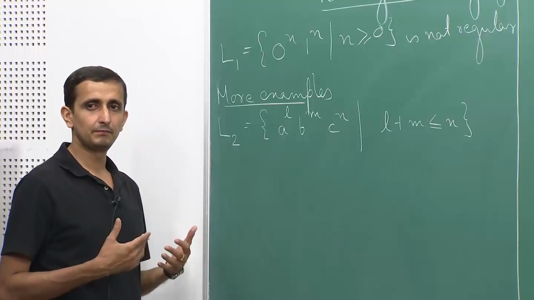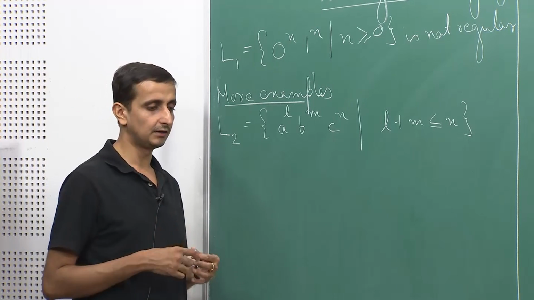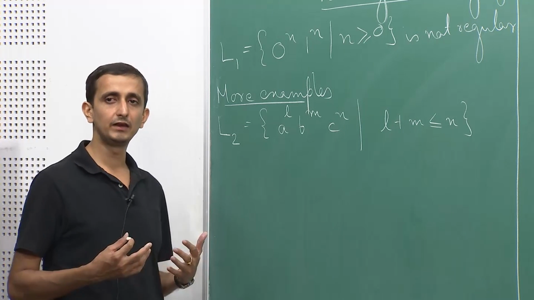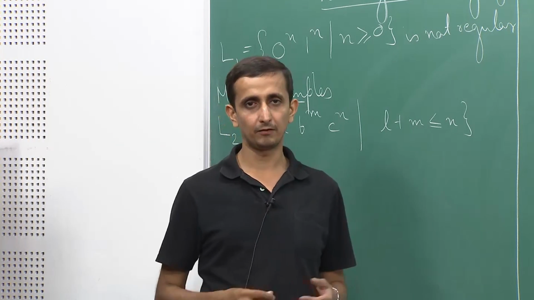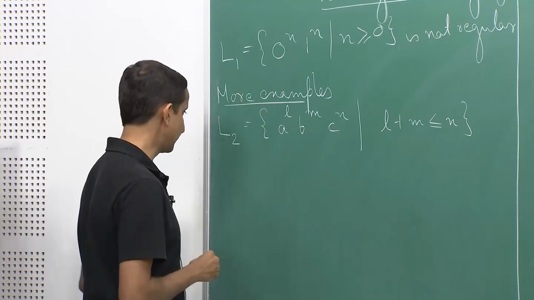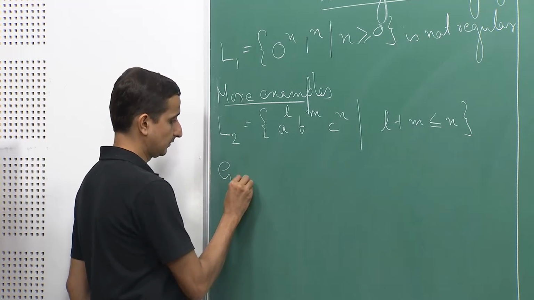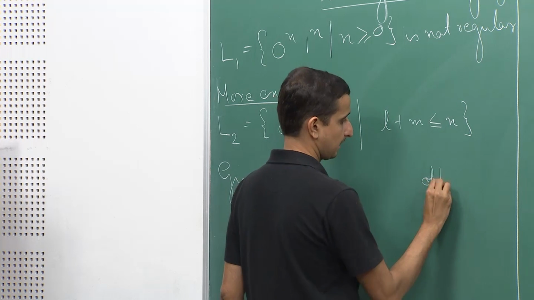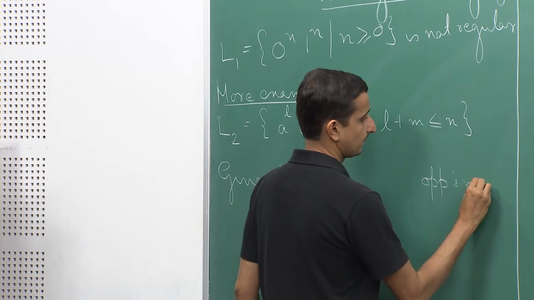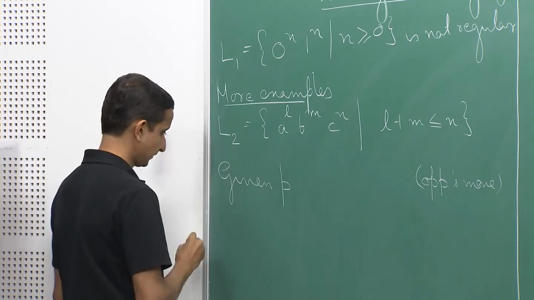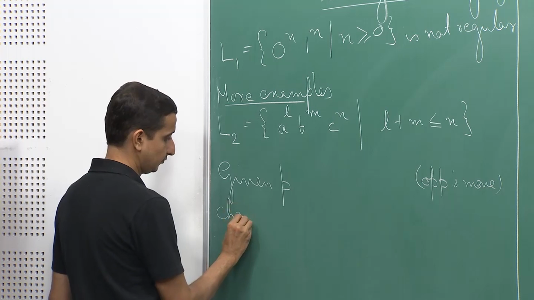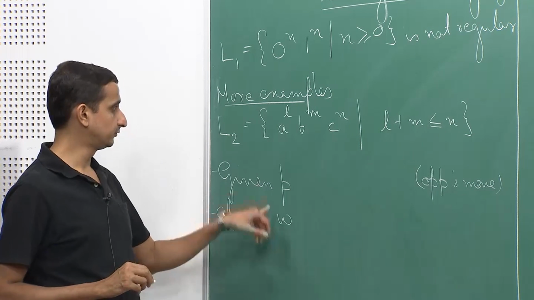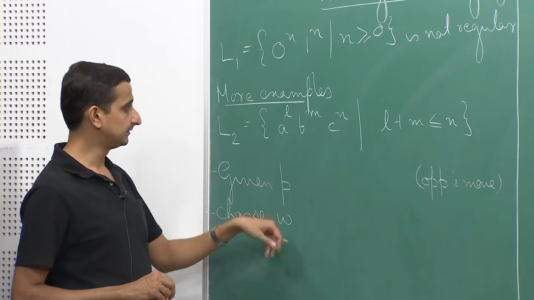Once again, as we saw last time, we will look at the contrapositive form of the pumping lemma and treat it as a game between you and an opponent. In the first step your opponent gives you a number p. This is your opponent's move. Then you choose a string w that belongs to the language and has length more than p.